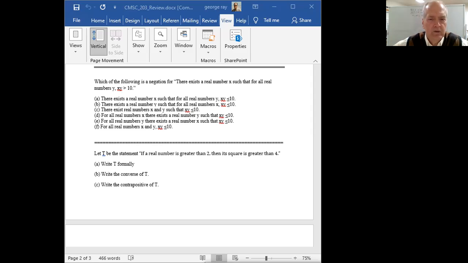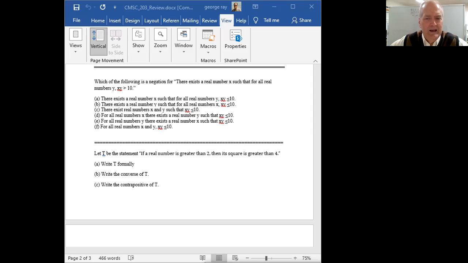So looking through the answers, we automatically can scratch off A, B, and C because we know the negation of this existential is going to be a for all. And then we look at statement E, and it's got y and x mixed up. Statement D looks like the one that we were saying. For all real numbers x, there exists a real number y such that x times y is less than 10.